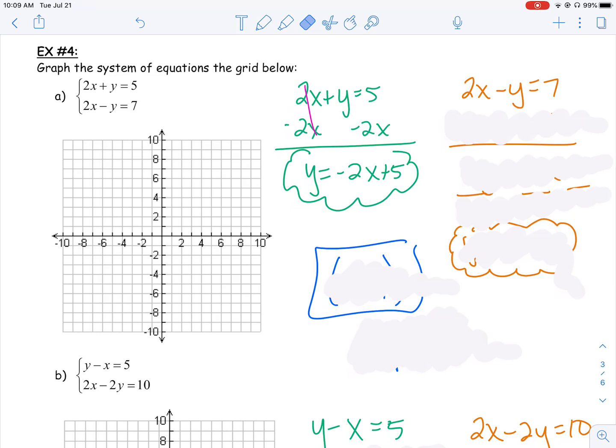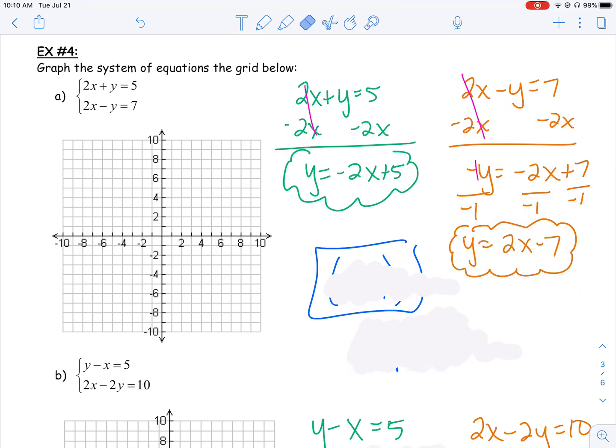Let's do the same thing for the other equation. In the second equation, let's go ahead and subtract the 2x from both sides. And you notice that I have a negative in front of my y, or a negative 1. So I want to make sure that I get rid of everything next to the y. So it just says y equals, not negative y equals. So let's go ahead and divide every term by negative 1. When I do that, I end up getting the equation y equals 2x minus 7.